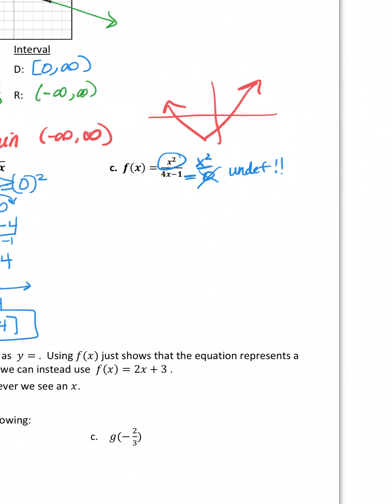The numerator doesn't matter. We don't really care. That's not going to be a problem. It's the denominator that could become a problem, and it becomes a problem when it equals 0. So when we do domain, we say it cannot equal 0. And we're going to figure out where it does not equal 0.